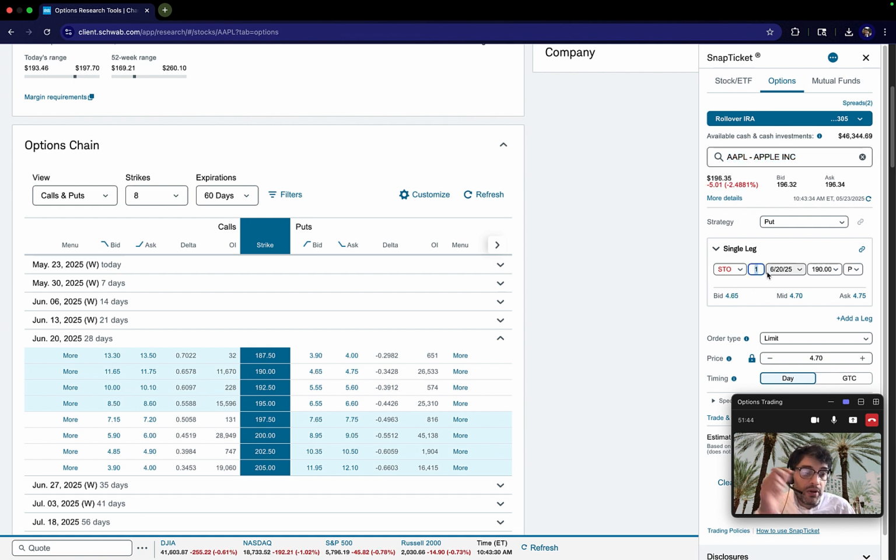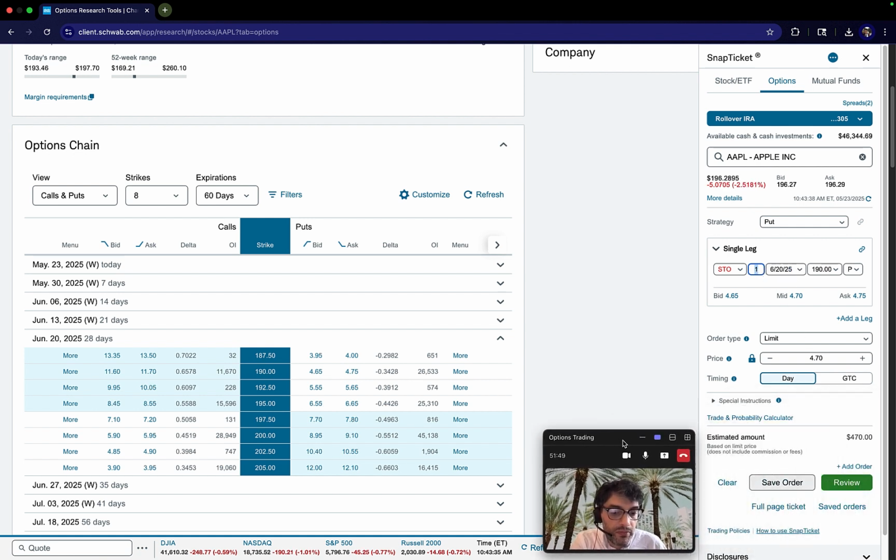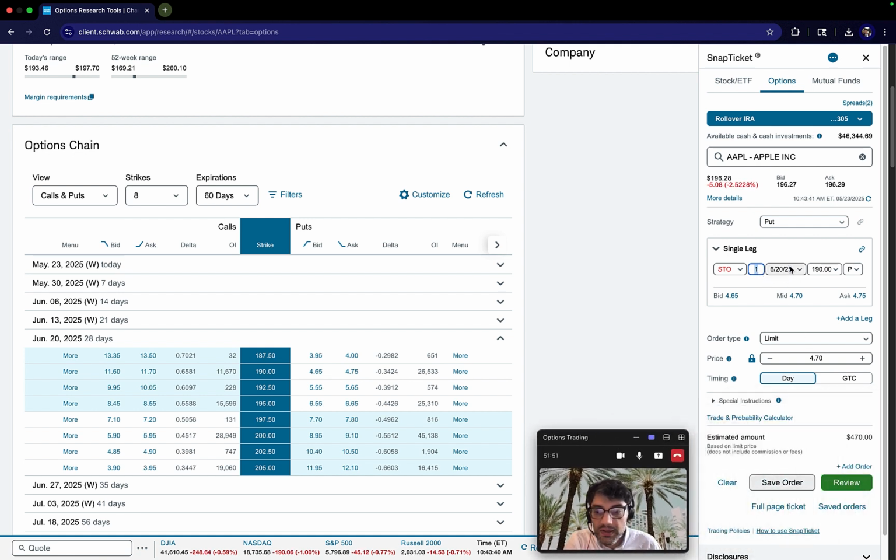This is the number of contracts that we're going in for. Again, this is the expiration date, this is the strike price, and this is the put or call. So we are selecting a put, so it's P for put. Okay, so this looks correct. Again, I chose this one in particular because it's right around that 34% chance of expiring in the money. So we have a pretty decent chance of this not expiring in the money.